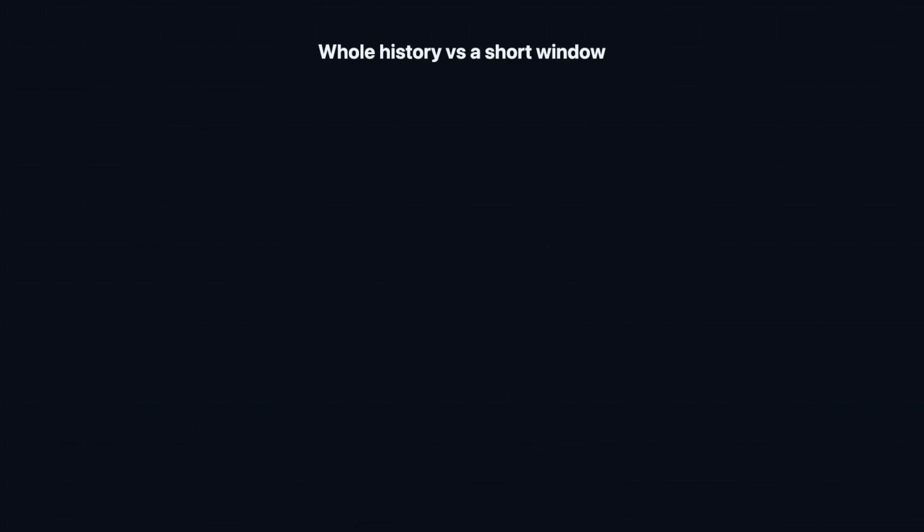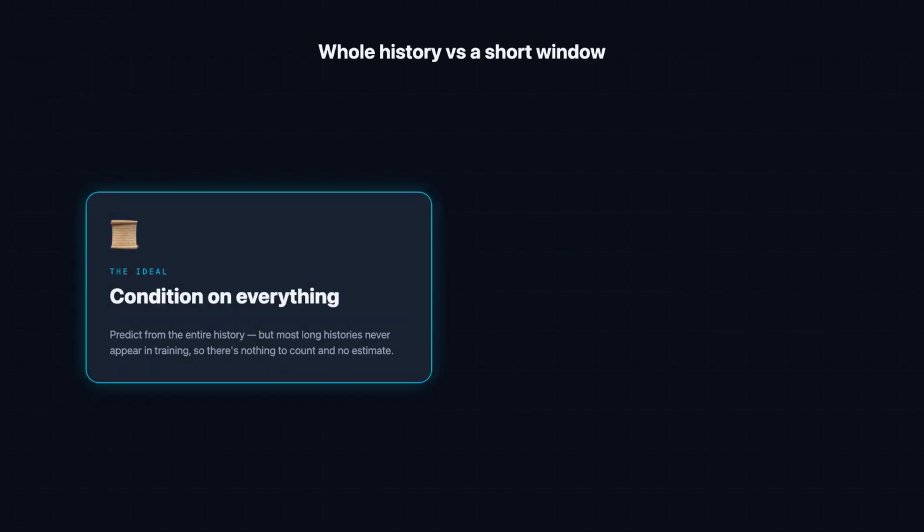Let's start with the central trade-off because it explains the whole design. Ideally, you'd predict the next word using the entire history that came before it. But that's hopeless in practice. Real sentences are long and endlessly varied, so most full histories have simply never appeared in your training text. With nothing to count, you have no way to estimate the probability, and the model just stalls.